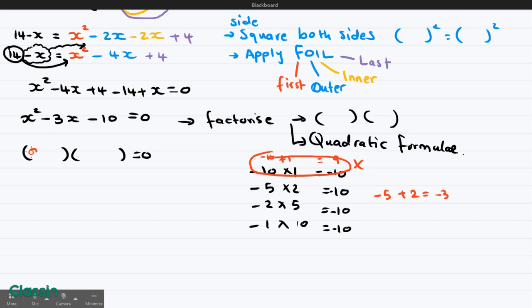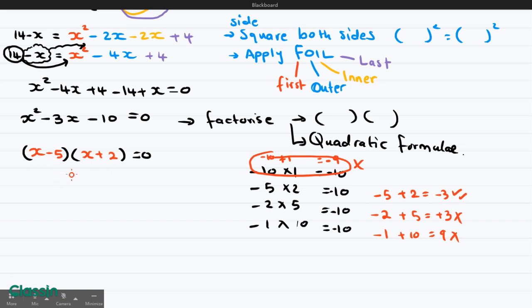It means that we have x minus 5 and plus 2. So these are my factors, because negative 2 plus 5, the answer is positive 3. Negative 1 plus 10 is also 9. So this one is negative 9. So this is not the answer. This is not the answer we're looking for. So the answer that you're looking for is negative 3.